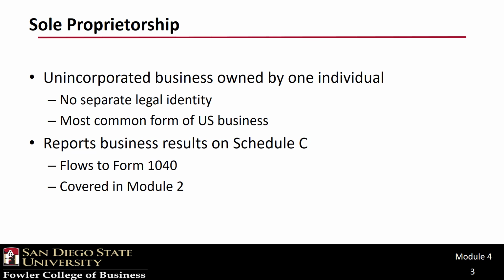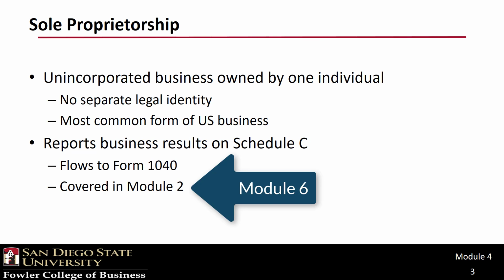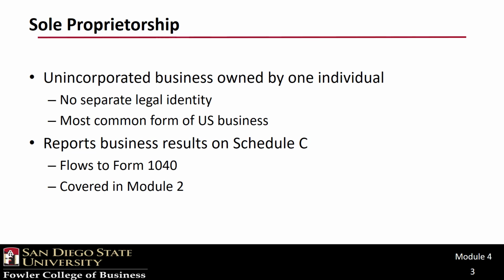A sole proprietor is an unincorporated business owned by one individual. There's generally no separate legal entity, and this remains the most popular form of doing business in the U.S., at least from a count perspective, not necessarily from a size perspective. As we learned in an earlier module, sole proprietors report their income on Schedule C, that's part of their Form 1040, and thus they are flow-through or pass-through entities.